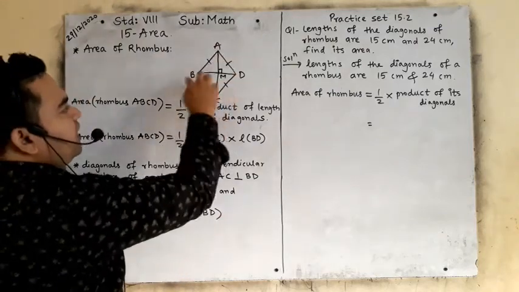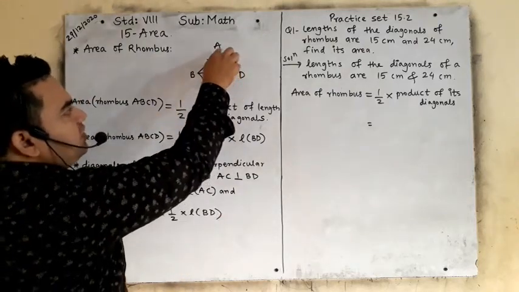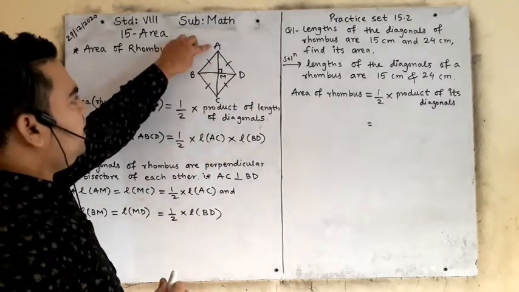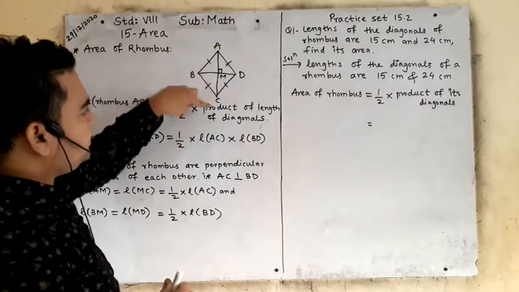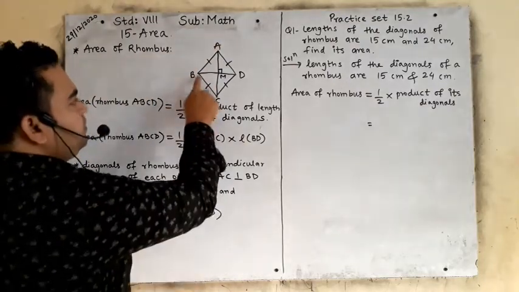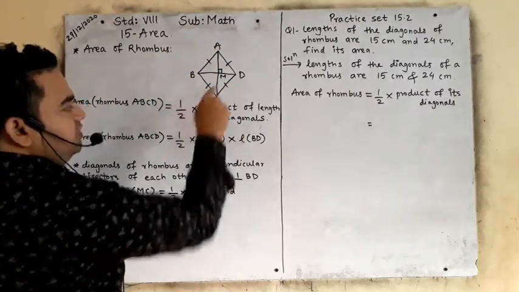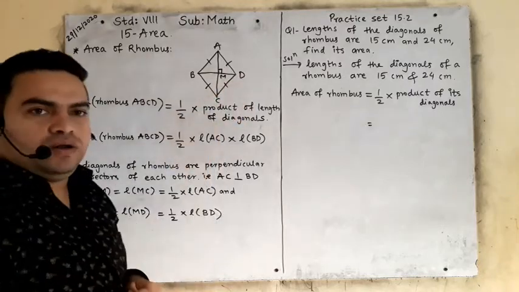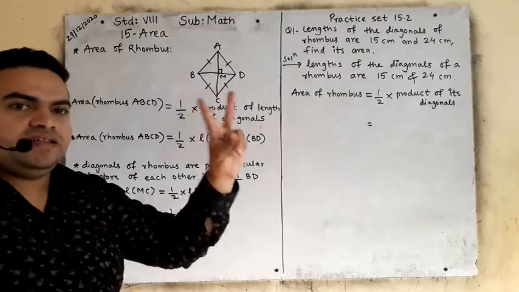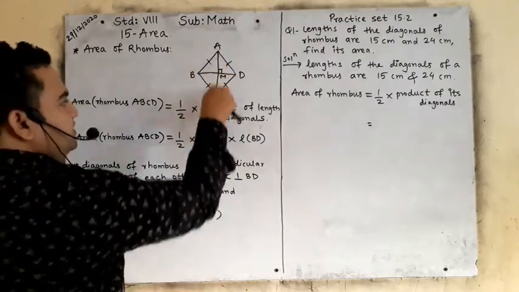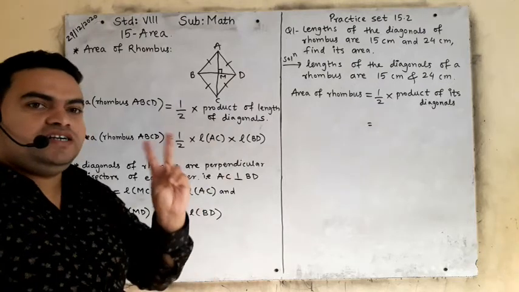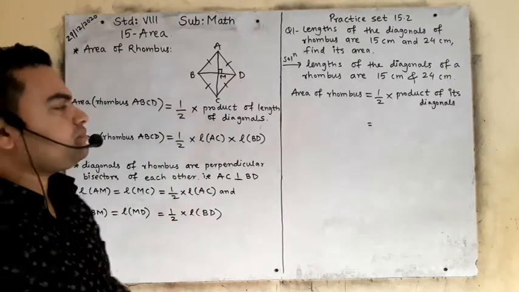Can you see the two diagonals? Diagonals means a line joining two opposite angles. See, A is joining to C, so AC is a diagonal. BD is joined by a line, that is line BD, and it is a diagonal. So how many diagonals are there? Two diagonals. AC is a diagonal and BD is another diagonal.